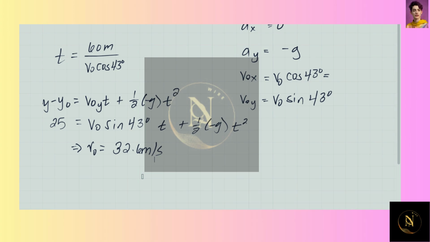And now knowing this velocity, we find that the time is 2.51 seconds. So for part B, we have that the velocity in the y direction is the initial velocity plus that other velocity. So plugging in values, we get negative 2.4 meters per second. So it is traveling downwards.